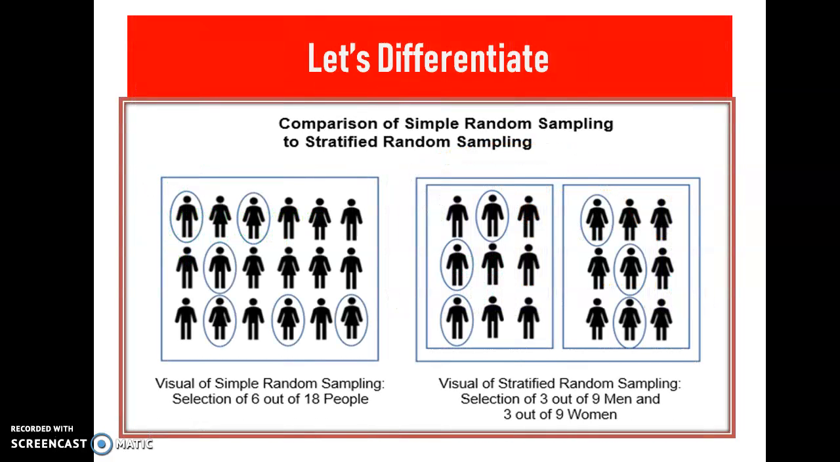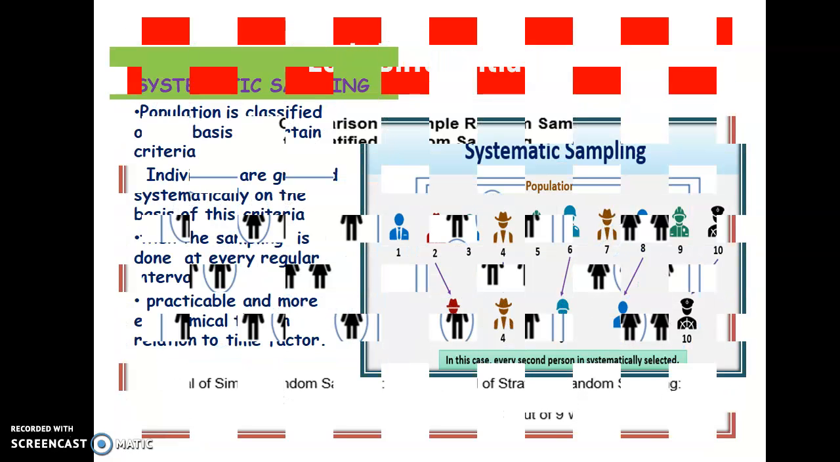So can we differentiate simple random sampling from stratified sampling? Here you can see that there are 18 individuals. In the case of simple random sampling, we are randomly selecting certain individuals from these 18 people. And in stratified random sampling, we are dividing these 18 people into 2 different strata: one stratum with 9 people and another stratum with 9 people. And from each stratum, we are selecting certain individuals. So this is the main difference between simple random sampling and stratified random sampling.